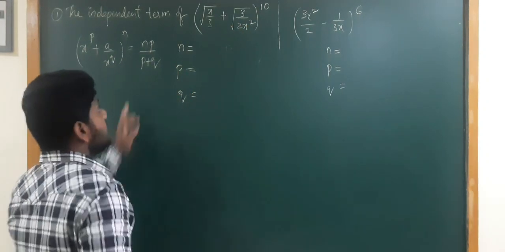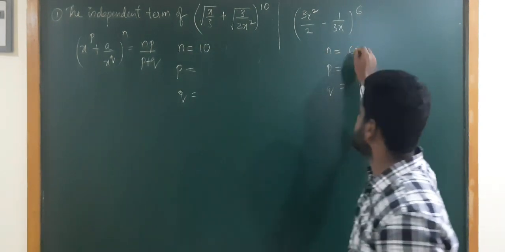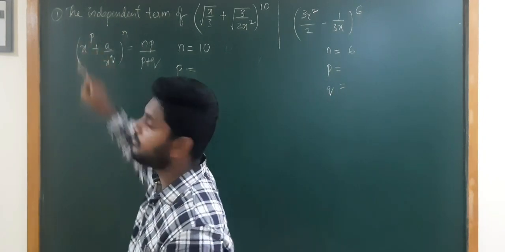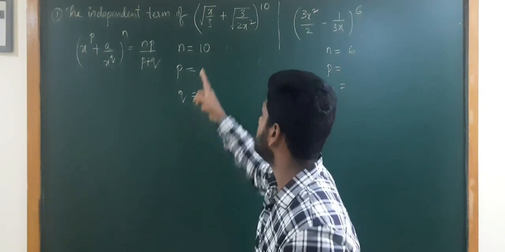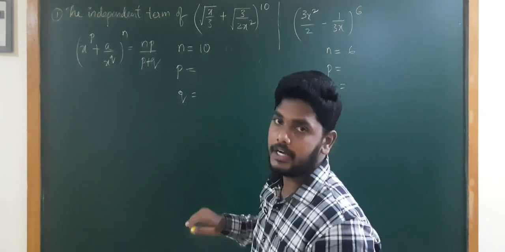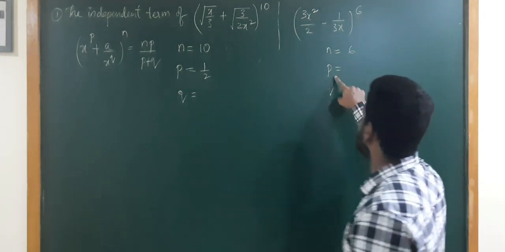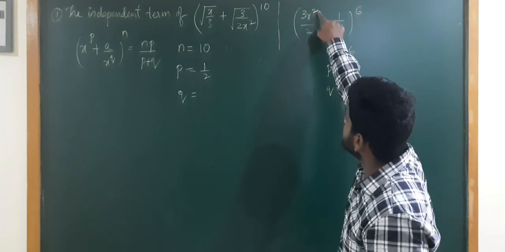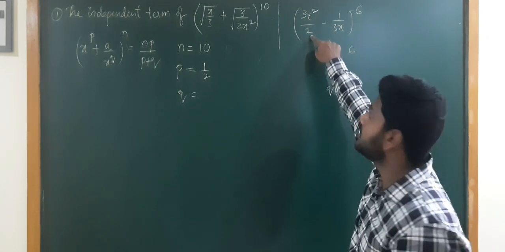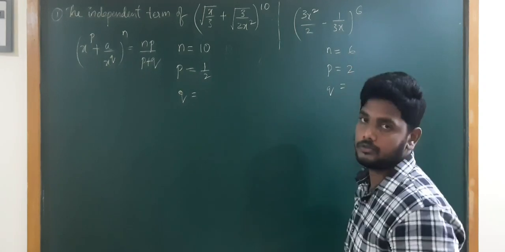Now tell me. The n value you can easily tell. Here it is 10, here it is 6. Next, the p value. The p value is nothing but the x to the power of p. Here, square root of x we can write as x to the power of 1 by 2, so the p value will be 1 by 2. Here, 3x square: no need to bother about 3 and 2 and all those. We need to bother about the x power 2. That means the p value is 2.